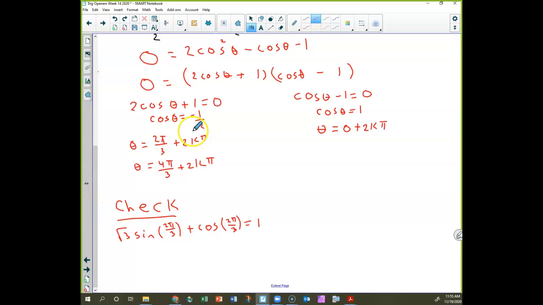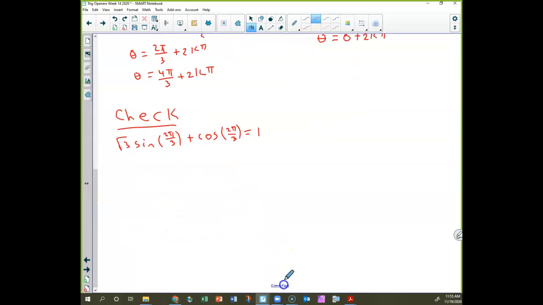Not I should do this. I have to do this. So the sine of 2 pi over 3, well, that's root 3 over 2. The cosine of 2 pi over 3, well, that's a half. Does 3 halves plus 1 half equal 1? No, this doesn't work. These are not solutions. I didn't do anything wrong. I didn't make a mistake in my algebra.